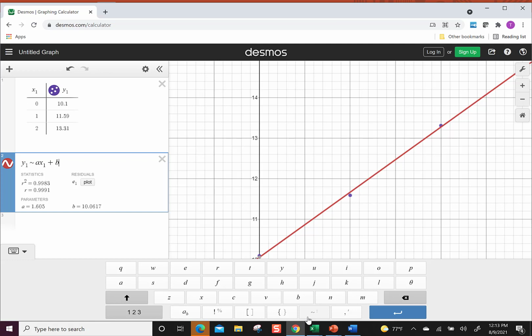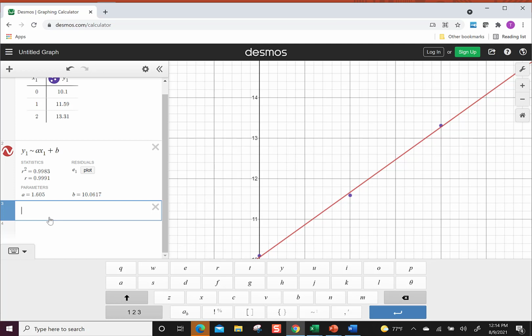So what did it tell me? It says a is 1.605 and b is 10.0617. You can see the correlation coefficient. It's 0.9991, which says this is a very good fit. It's close to 1, and that's what we want.